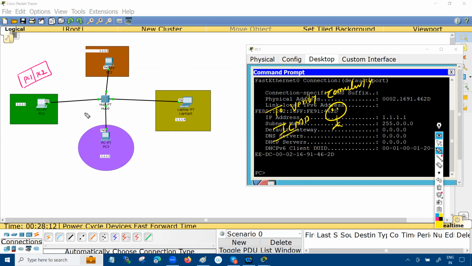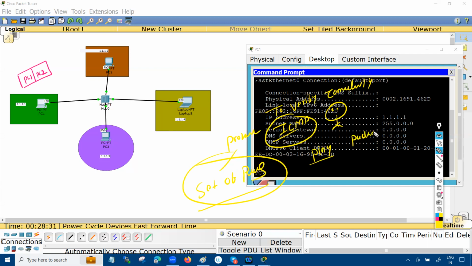But there's another problem. ICMP is a protocol, which means it's a set of rules. So we need to take the help of another command under ICMP, called the ping command. Ping stands for Packet Internet Groper. Ping is a guy that works under the ICMP protocol. With the help of ping, we are going to identify whether we have connectivity or not.